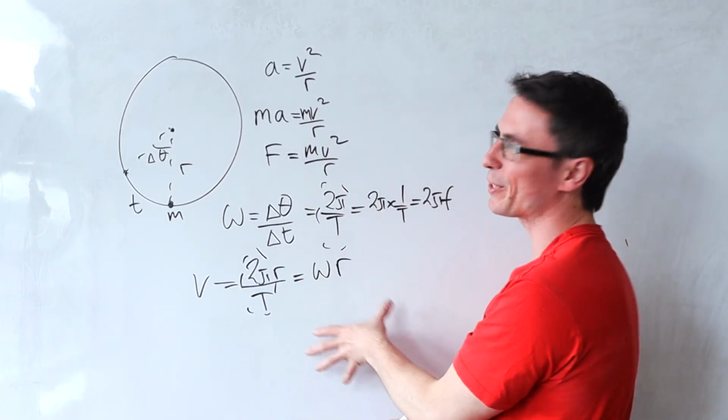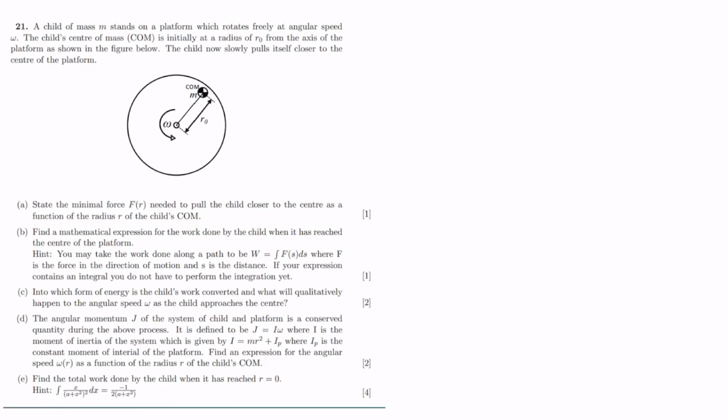And we can apply these to some problems. So here is a circular motion problem. We've got a child of mass m who stands on a platform which rotates freely at an angular speed omega. The child's center of mass is initially at a radius r0 from the axis as shown. The child now slowly pulls itself closer to the center of the platform. State the minimal force Fr needed to pull the child closer to the center as a function of the radius.